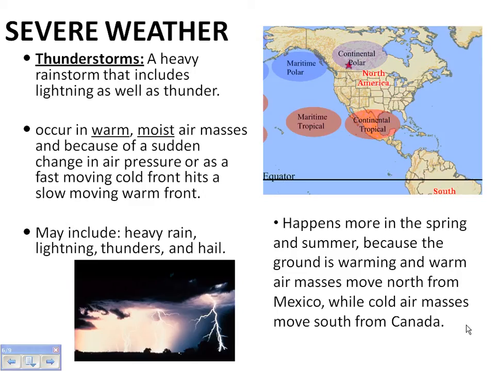Thunderstorms happen more in the spring and the summer for us in the United States because the ground is warming and the warm air masses move north from Mexico, while the cold air masses move south from Canada. So if you look at our picture, you have a continental tropical air mass coming from Mexico moving north, and you have a continental polar air mass coming south, coming from Canada. When these two air masses meet, we get severe weather.